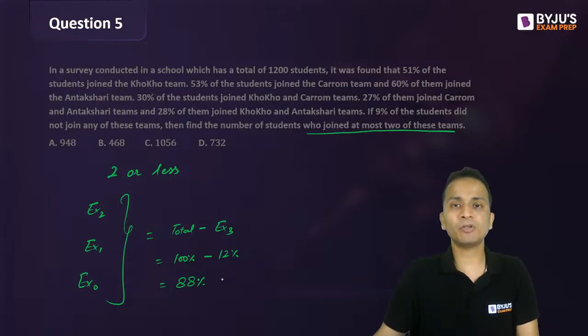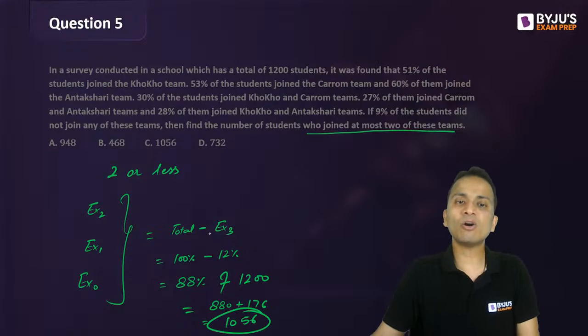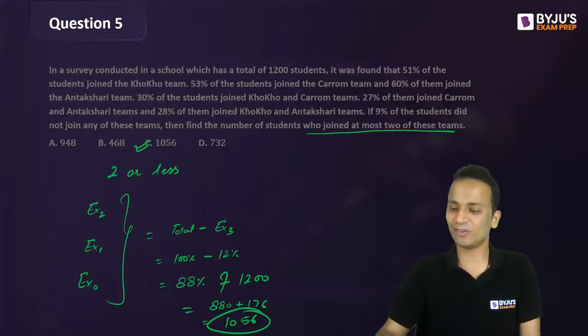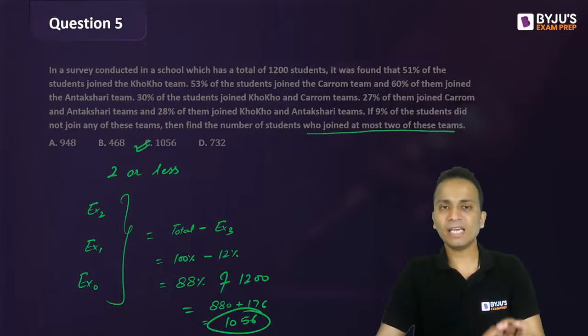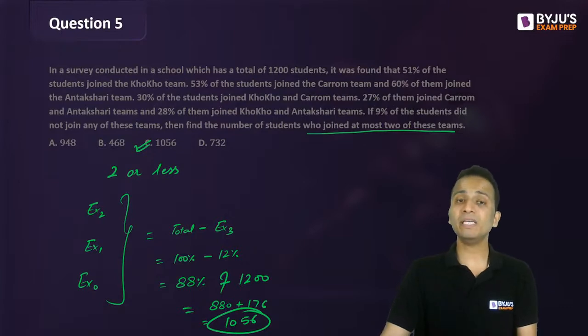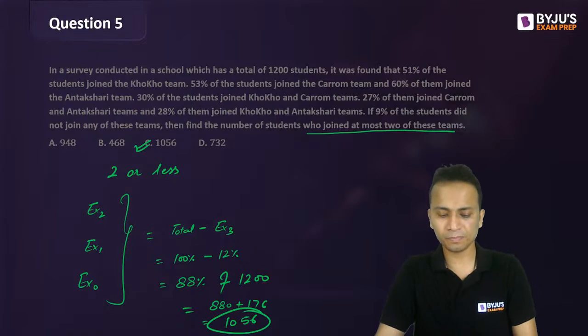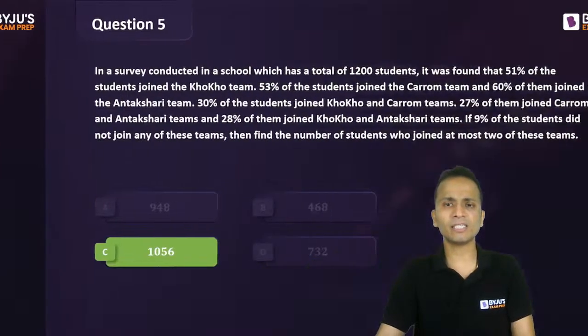Okay. So 88 percentage of the total number of students, 88 percentage of 1200. So that will be 880 plus 176. That is the 1056. So 1056. Option C should be the correct answer for this. Okay. Once again, understand it properly. If need be, you can watch this session once again. It will stay on the YouTube as a recording. Okay. So correct answer is option C.